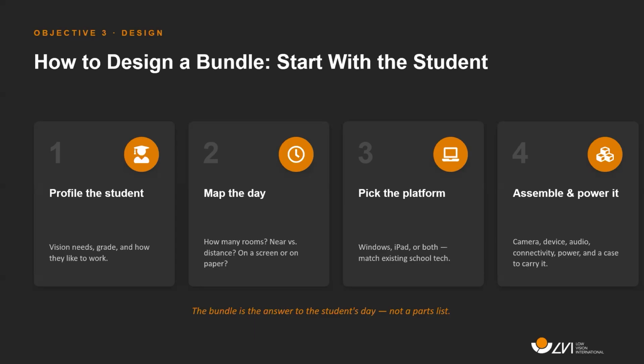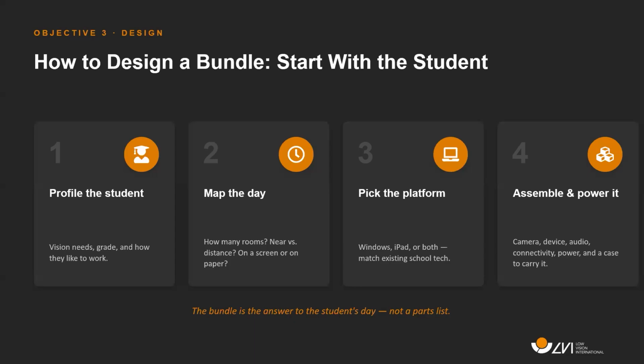Next slide. So now let's think about our student. When you're thinking about how to create the right bundle, you start with a student. So you start with the human. Let's think about the human's vision. What are those visual needs? Does the student's vision fatigue easily over time? Is the student's vision loss progressive? What grade are they in? How do they like to work? Do they like a touchscreen? Do they like a tablet-based solution? Do they need a camera that's going to do distance and near?